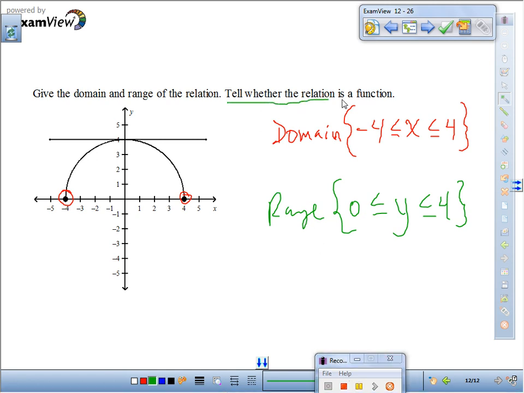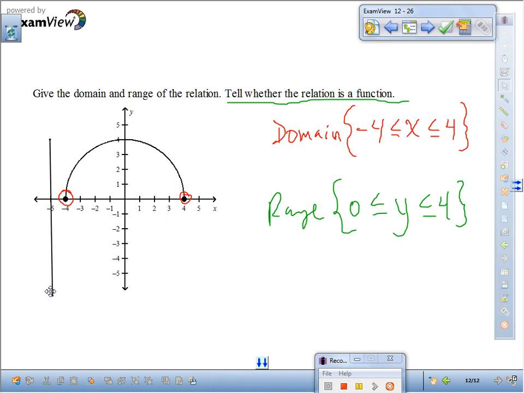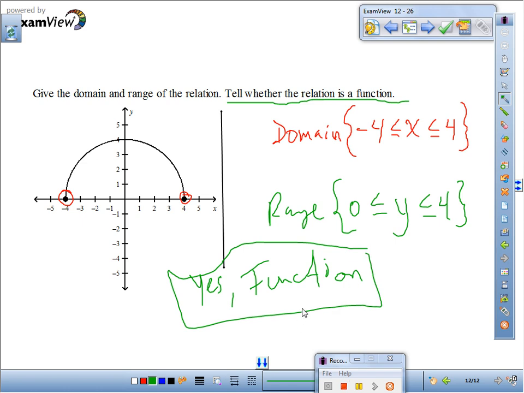Did we answer the other question? Tell whether the relation is a function. No, let's answer that. All right, let's get our pencil. We're going to do a vertical line test. And we're going to scan it from left to right. If it only touches that one spot all the way through, it is a function. Let's see. One spot, one spot, one spot, one spot, one spot, one spot. It is a function. Or just write yes, function. Or yes, it is a function.